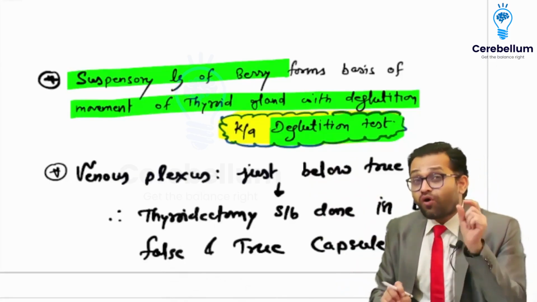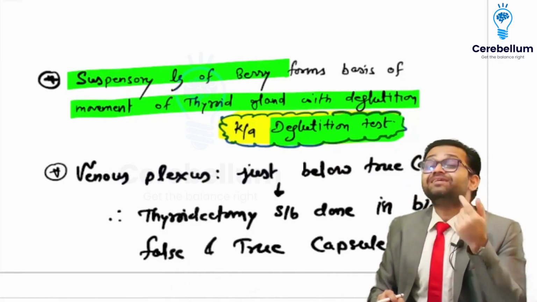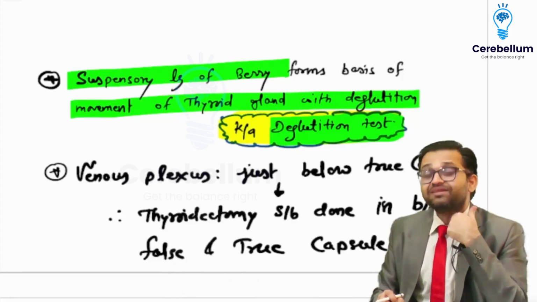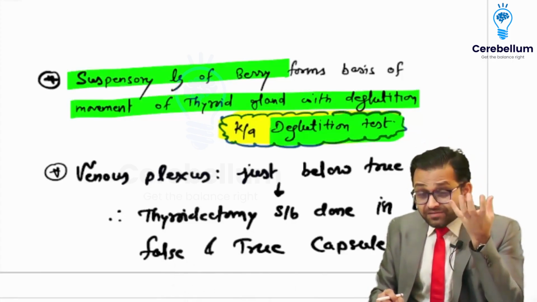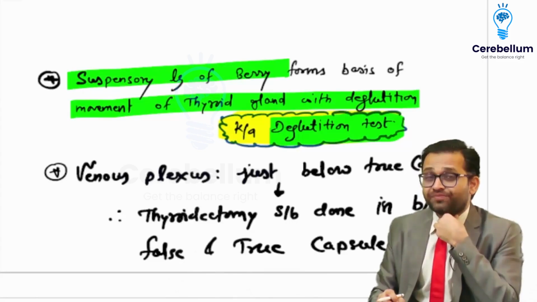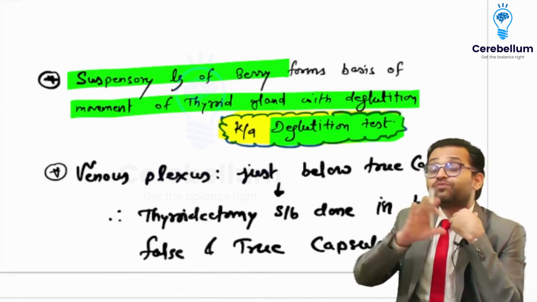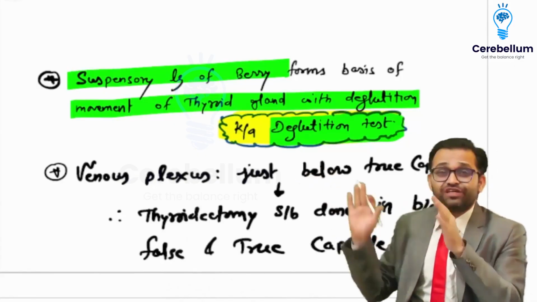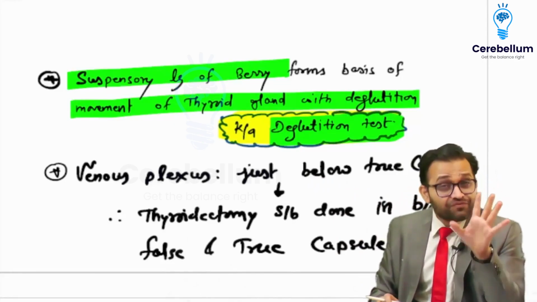Why? Because if any tumor, any cancer, any mass is arising from the thyroid gland, then with the help of this deglutition test, you can differentiate whether that particular mass is actually arising from the thyroid gland, yes or not. If it is not attached to the thyroid gland, like a lymph node and other things, it will not move with the deglutition. This is your deglutition test. Learn it in your surgery and medicine, but the basics are coming from the anatomy.